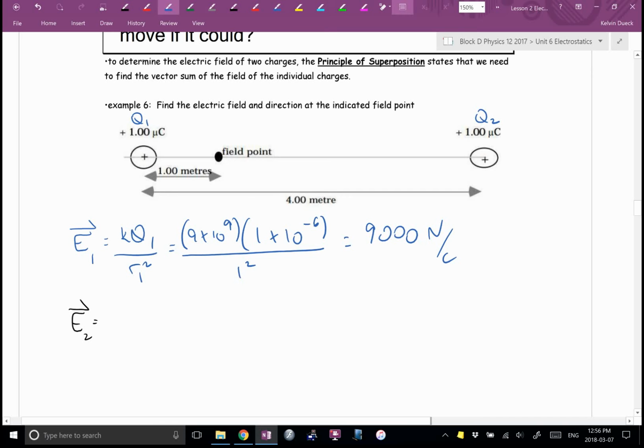No calculator required. Direction. So we're ignoring this charge here completely. Which way would a positive right there want to move if it could because of that one? Right? You know what? Let's even go and let's call it east.